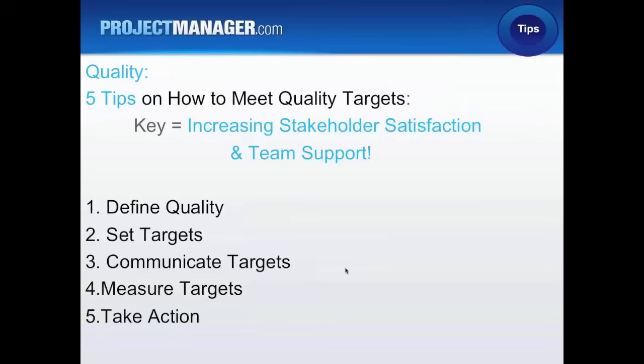Number 3 is communicating the targets. You've got to communicate to the people who need to know what the targets are. You need to know who is going to test the deliverables, who's going to test the products to make sure that they meet these targets and that they are approved. And the big thing, too, is approving them.